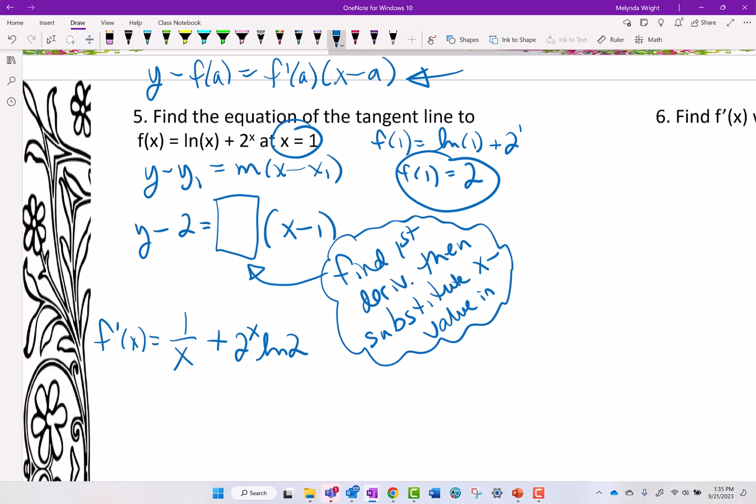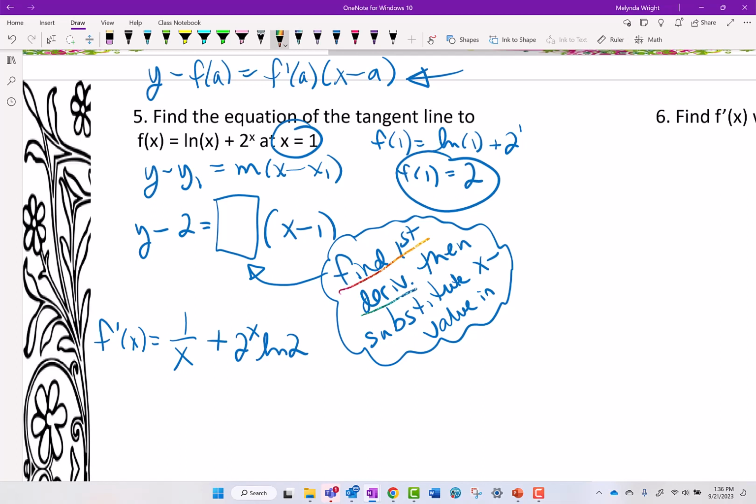Can you repeat what you just said? Yes. So the derivative of ln x is 1 over x plus the derivative of 2 to the x is 2 to the x ln 2, and that is my first derivative. That is my first derivative equation. Okay, I've done this right here. I've found the first derivative equation.